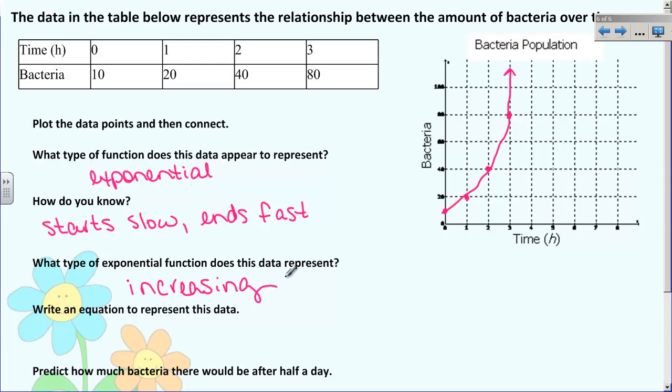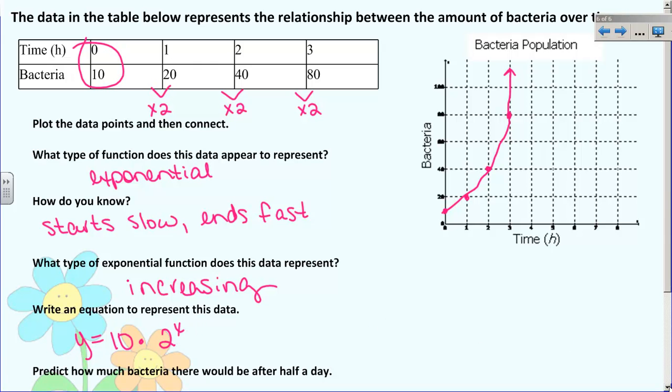We're going to write an equation to represent this data. First thing I've got to figure out is my change. 10 to 20 is times 2. 20 to 40 is times 2. And 40 to 80 is times 2. So my constant factor is going to be times 2. And then this is my y-intercept. So I've got to start with my 10 times 2 to the x power.